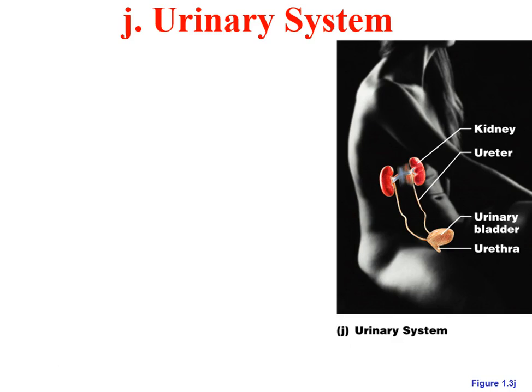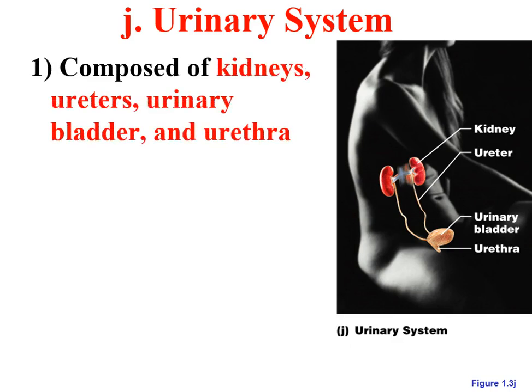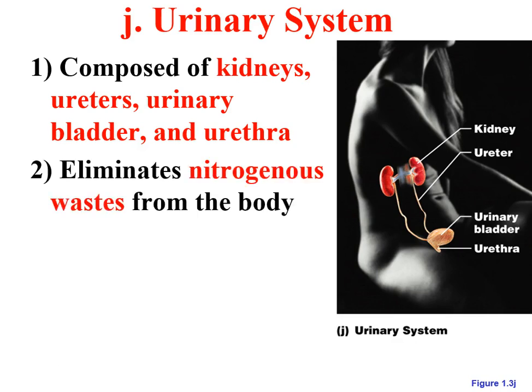Another system you'll study in A&P2 is the urinary system. The urinary system is composed of the kidneys, the ureters, the urinary bladder, and the urethra. The job of the urinary system is to eliminate nitrogenous or cellular waste from the body. This is not food that you couldn't process.